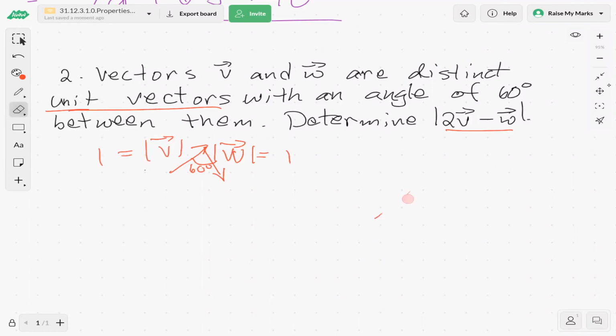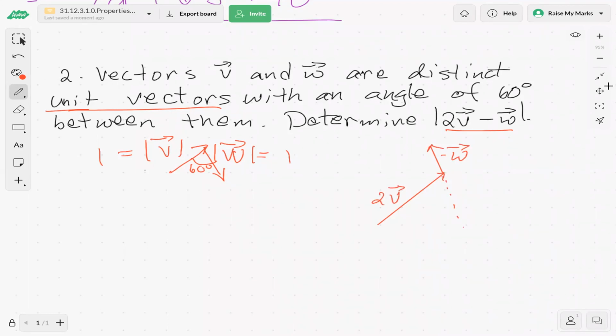That's not so nice. Let's draw our vector 2v, parallel to v but twice as long. And then plus negative w, parallel to w but going in the opposite direction. Same length though. Let's put some arrows. So that's our negative w. This is our 2v.